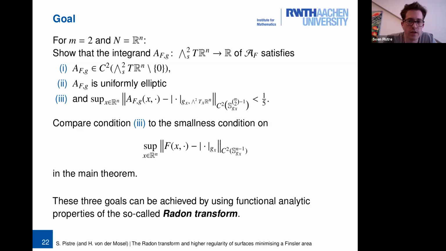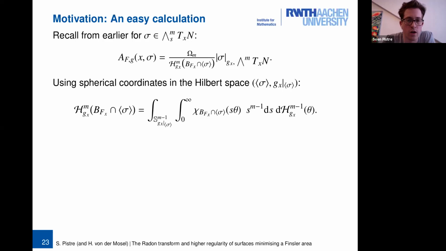So, if you haven't seen this, let me give you a little motivation why this is useful in our case here. At the top, I've written down the area integrand again, where there was this ratio in front, and we will, in principle, now look at the inverse ratio of this and calculate this.